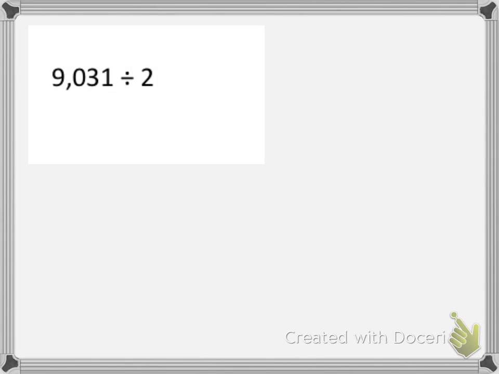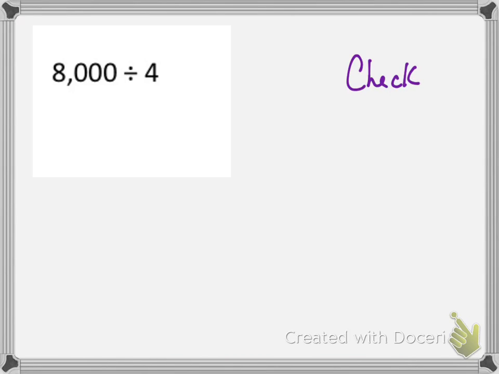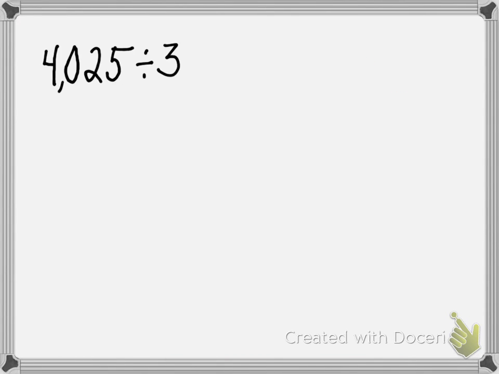Next one, 9,031 divided by 2. Be sure to check. 8,000 divided by 4. Again, make sure you check. 4,025 divided by 3. And again, be sure to check.